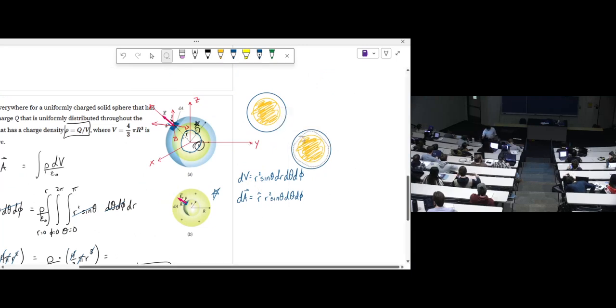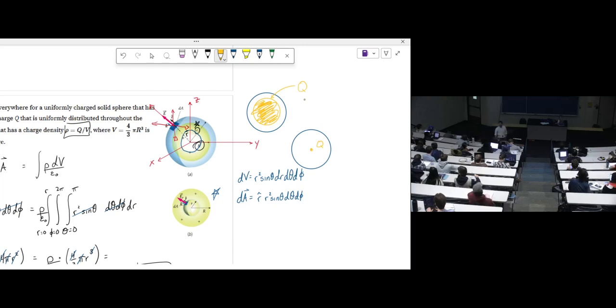This is so frustrating. This right here, that's Q, and the total charge on this guy is Q. Right? Those are the same. I have enclosed the same amount of charge. I'm looking at a blue circle with the same radius.